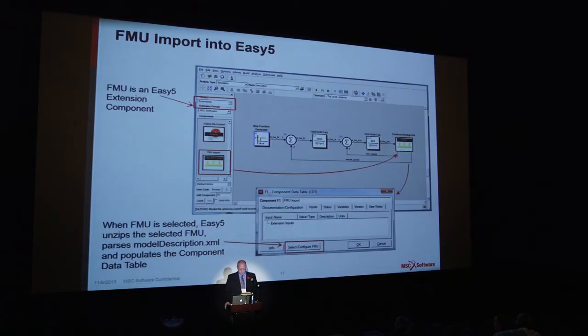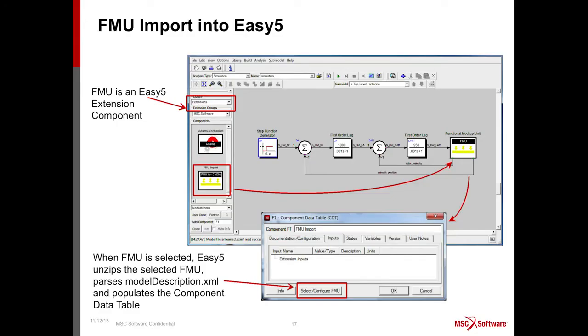So for EasyVibe, we do plan to support the FMU import into EasyVibe. Here's a mock-up of what it would look like in the EasyVibe interface. So basically, FMU will be an extension component in EasyVibe. And then when FMU is selected, EasyVibe will unzip the FMU and then parse the description, populate the component data table for that component.